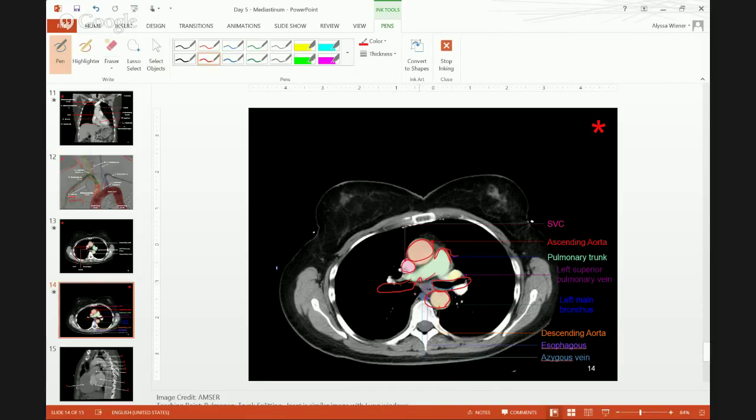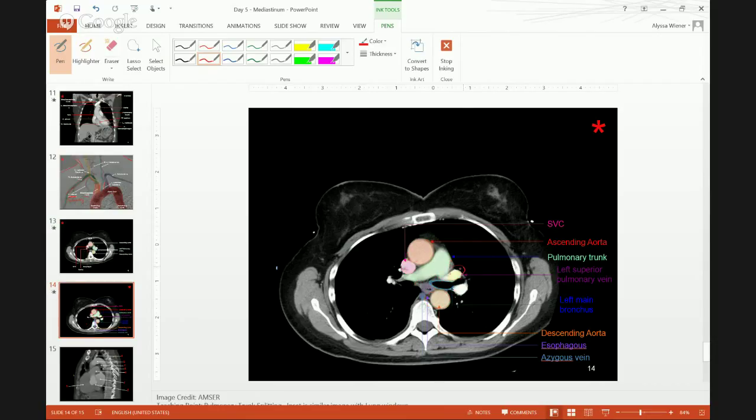If the arrow was over here, what would we call that? This I would call the right pulmonary artery, okay, because we see it going off to the right, and we can see maybe a little tiny wisp of the left pulmonary artery still. Okay.